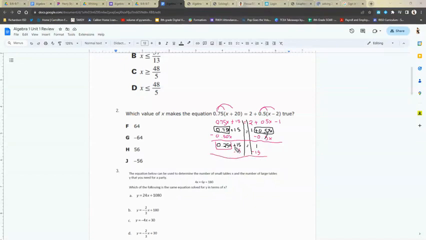Cross this out. And I have 0.25x equals negative 14. So now, so that I can get the x by itself, I'm going to divide both sides by 0.25. And we've got to see what we get.